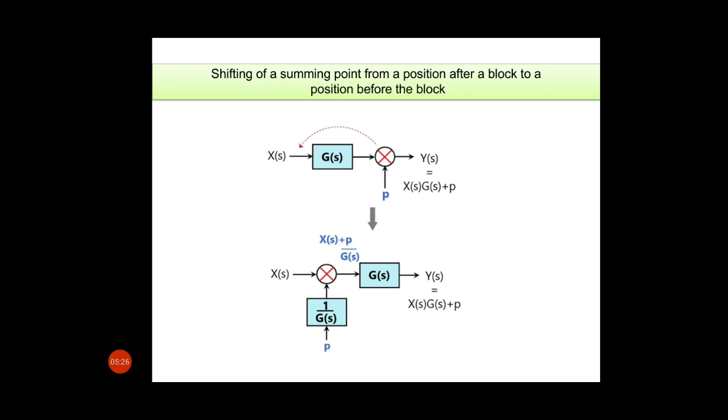Now we are moving this summing point from ahead to before, and to keep our output the same, we add here an extra block in the moving path and keep the block gain as the reverse of the actual gain. So if we keep the block gain as the reverse of the actual gain, we are getting the same output after changing the position of the summing point from a position after a block to a position before the block. Okay, so in this manner we can move any summing point ahead of the block or before the block.